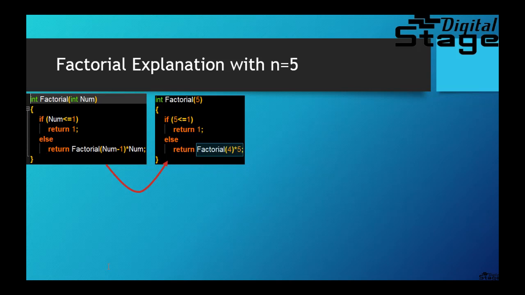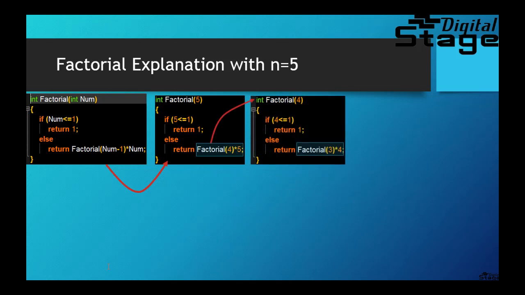So 5 is being passed, and it will check if 5 is less than or equal to 1, and it will go to else, so it will return factorial of 4 times 5, right? So this factorial of 4 is calling the function factorial again, so it's going to spawn another instance of factorial, and this time it's passing 4, and this time it's factorial of 3 times 4.